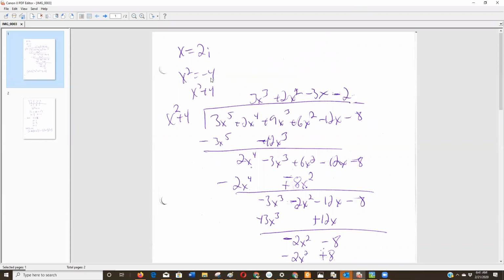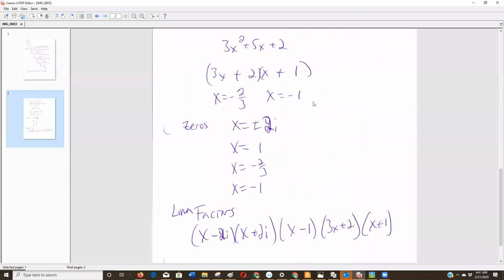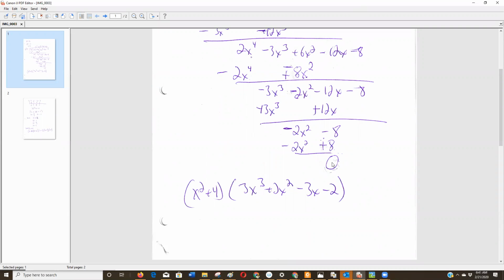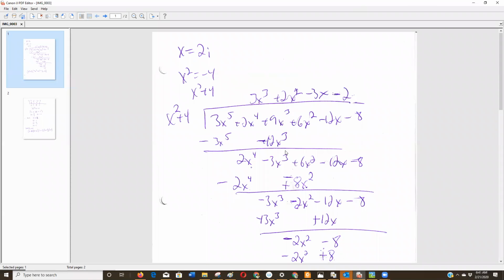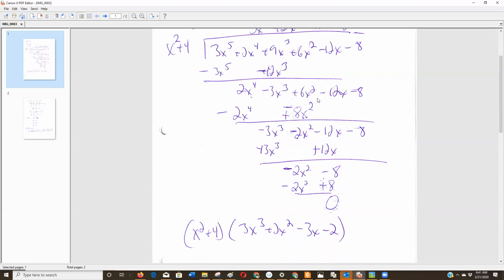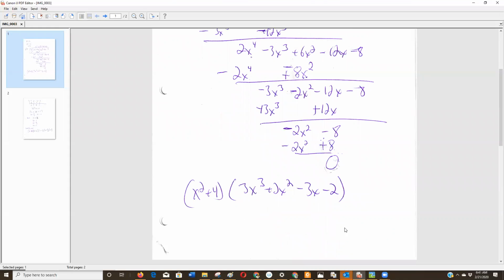Because I'm dividing that polynomial by a quadratic, I don't want to use synthetic division because that gets messy. So I just chose to use long division. I won't walk you all the way through my math here, but you can certainly take a look at it. That's the quotient, and notice I got 0 for the remainder. So that tells me x squared plus 4 is a factor. Of course, we knew it was because we knew those were zeros. So that's what's left.